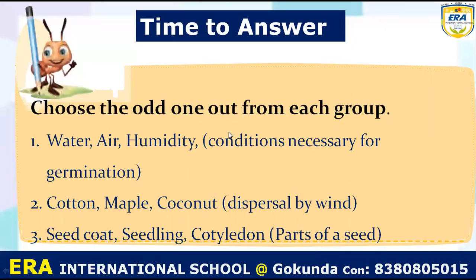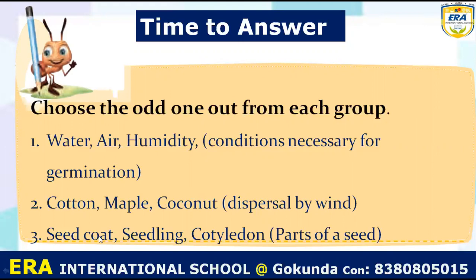So, time to answer. Choose the odd one out from each group. What factors are necessary for germination? The answer is water, air and humidity. So you have to do it yourself. This is your work. And then cotton, maple and coconut. Which seeds are dispersed by the wind? You can see that cotton and maple can be dispersed by wind, but coconut cannot.